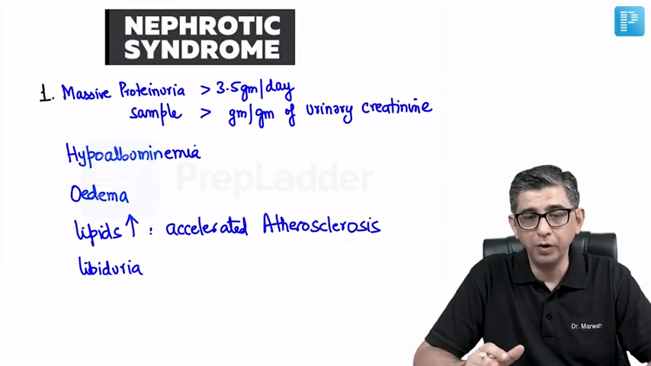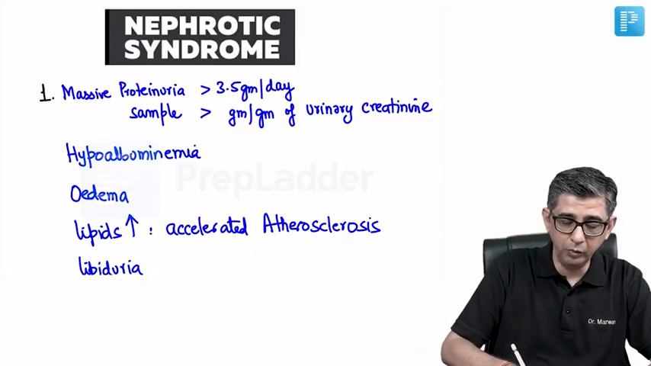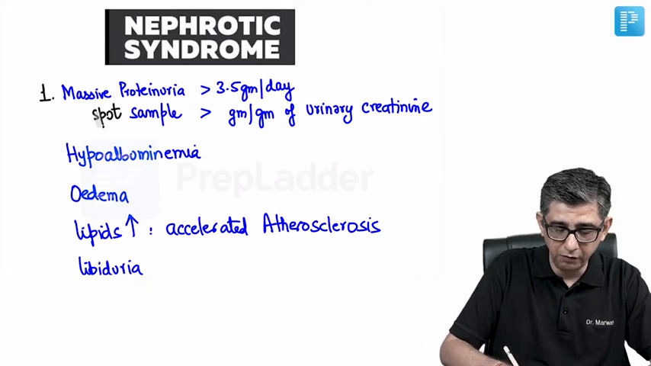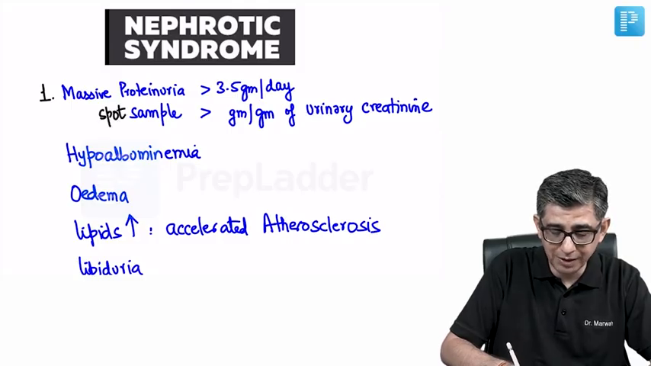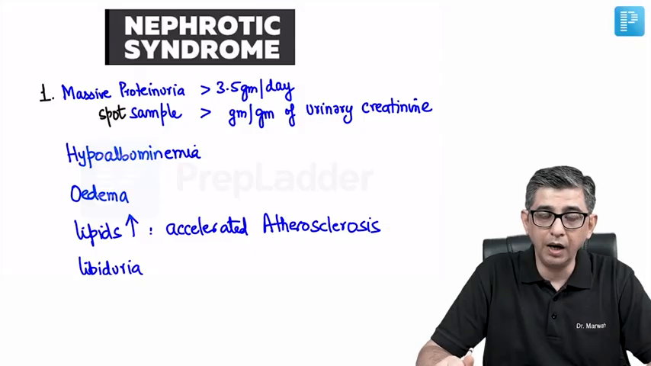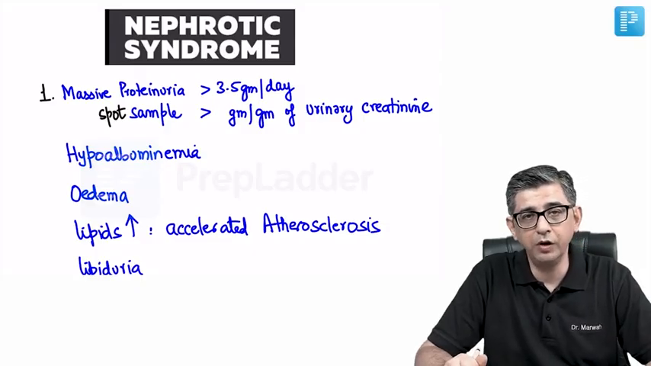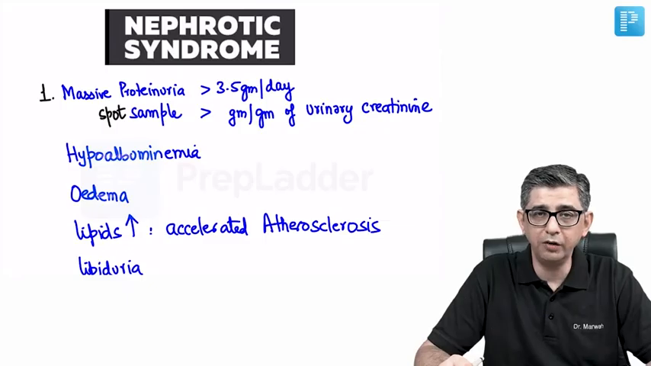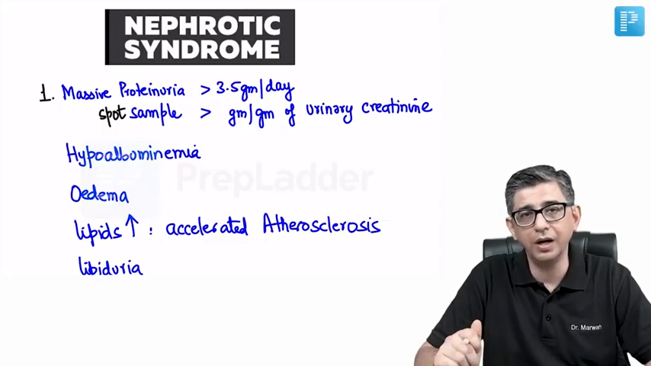Either an under or an over collection is happening. To prevent this from happening, what we are doing at the moment is that instead of going in for a timed 24-hour collection, which has logistic and administrative issues, you can go in for a spot urinary sample. And in the spot sample, you would be checking for the protein. In this case, the denominator will not be per day, obviously, because we are taking a spot sample. The denominator will be per gram of urinary creatinine.